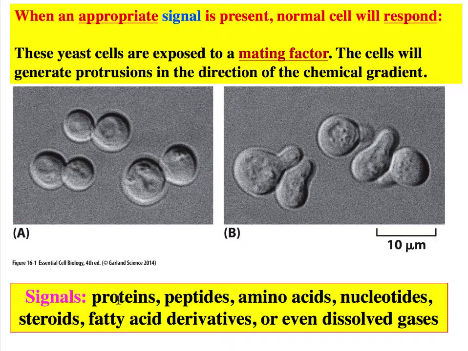And these signals can exist in many different forms, but the important thing is that they are mostly, in the case of cells, proteins, or even smaller than proteins, peptides, or even smaller than peptides, there are certain individual amino acids or modified amino acids. There can also be modified nucleotides, there can be steroids, there can be fatty acid derivatives, and even dissolved gases can have an impact on cells. And we'll see examples of all these in the subsequent slides which follow.